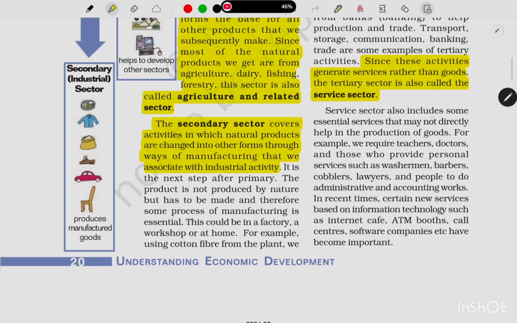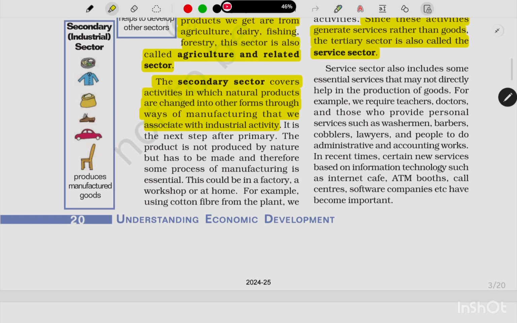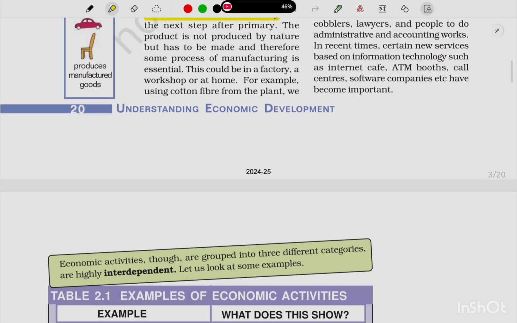Now the service sector also includes some essential services that may not directly help in the production of goods. For example, we require teachers, doctors, and those who provide personal services such as washermen, barbers, cobblers, lawyers, and people to do administrative and accounting works. In recent times, certain new services based on information technology such as internet cafe, ATM booths, call centers, software companies, etc., have become important.